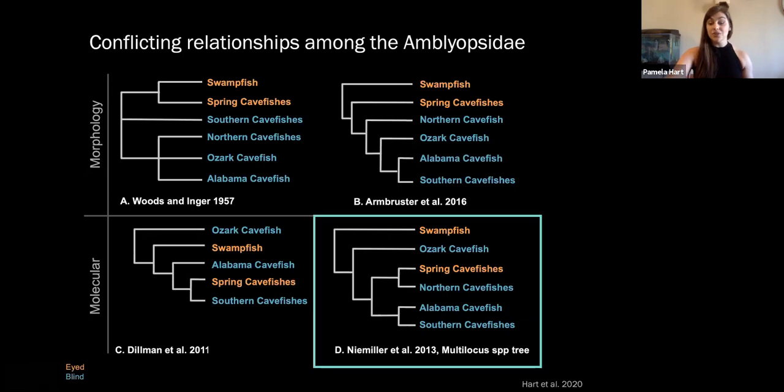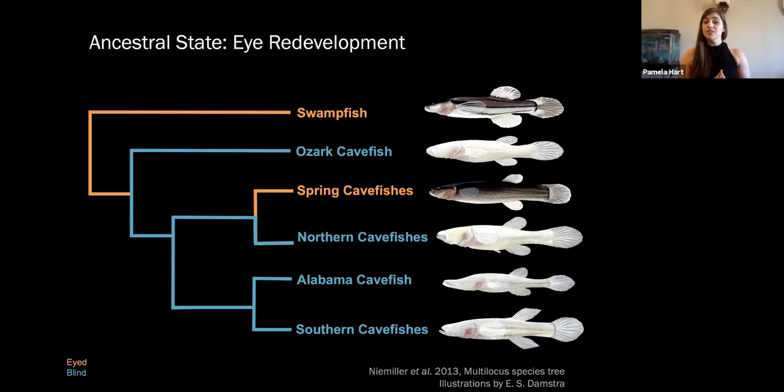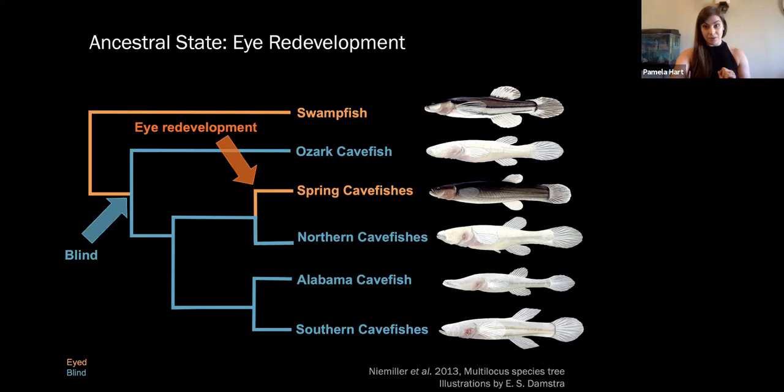So taking a closer look at one of the more complex options, this is the multi-locus species tree from Niemiller et al. 2013. What was interesting, firstly, was that they recovered an eyed form within the group of larger eyeless or blind fishes. And using ancestral state reconstruction, they found support for a blind ancestor here, followed by eye redevelopment in this eyed form.